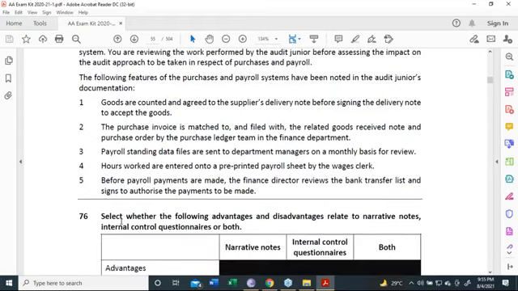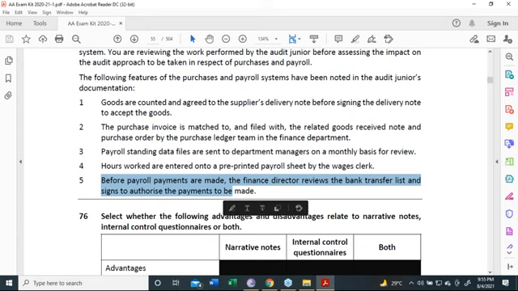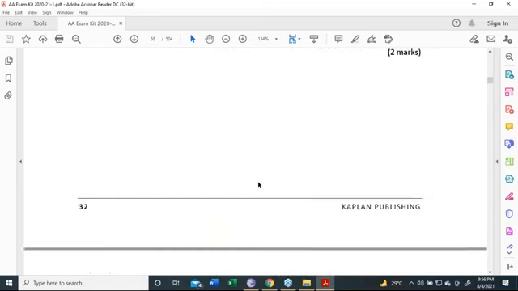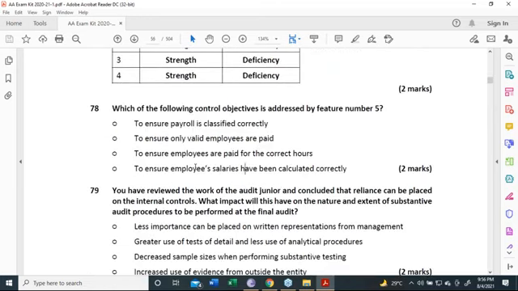First of all, read the 5th statement. Before payroll payments are made, the finance director reviews the bank transfer list and signs to authorize the payments to be made. So the finance director is reviewing the payments list and making sure what's the objective of this one. Anyone? 78. Why is the finance director reviewing everything?